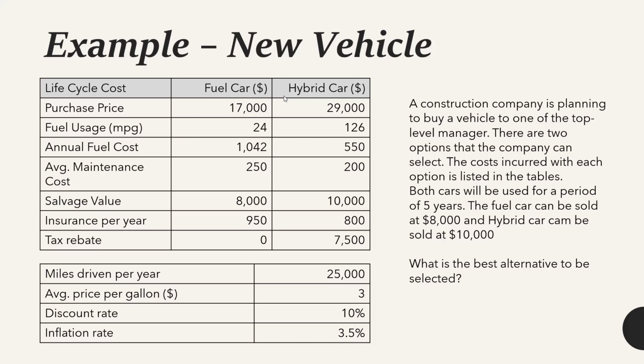Can you first try to do this example on your own? They have given the purchase price of the fuel car and the hybrid car, the fuel usage, the miles per gallon, and the annual fuel cost. Average maintenance costs are given. Salvage value, that is the value that we can sell the vehicle after 5 years. The insurance per year and the tax rebate are also given. Apart from that, miles driven per year, regardless of whatever car you are using, and the average price per gallon are also given, and the discount rate as well as the inflation rate.